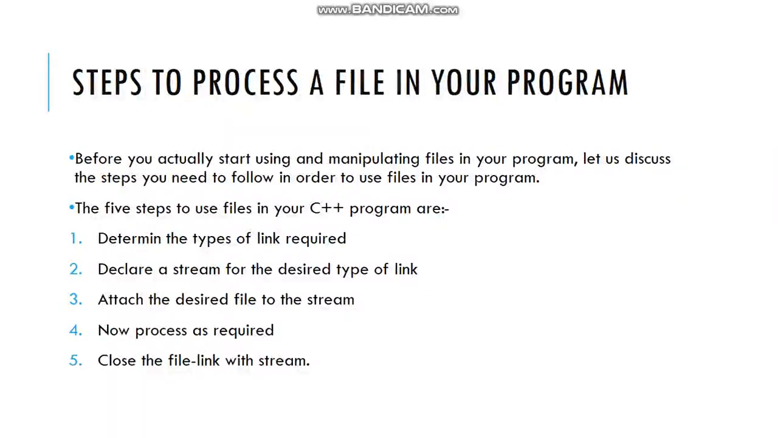So now let us look at the steps to process a file in your program. Before you actually start using and manipulating files in your program, let us discuss the steps you need to follow in order to use files in your program. There are 5 steps to be used while a file is being used in a C++ program. The first one is determine the type of link required. Here it says that the first step requires the identification of the type of link required.